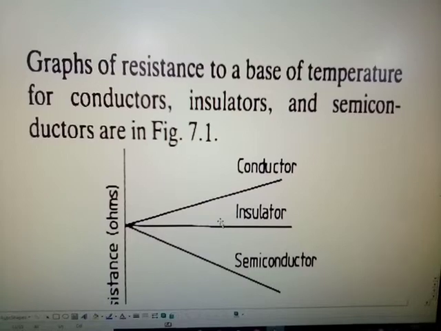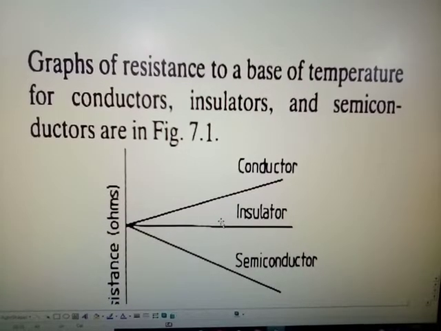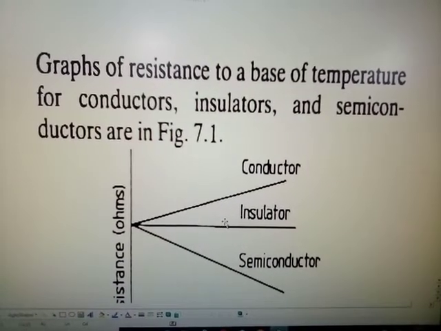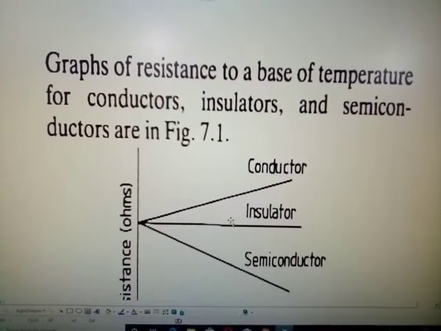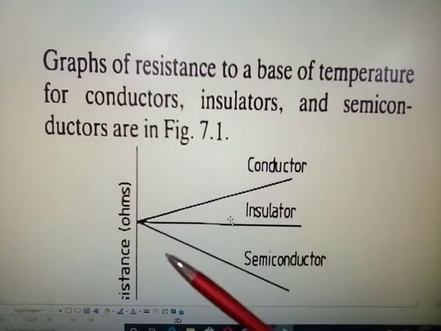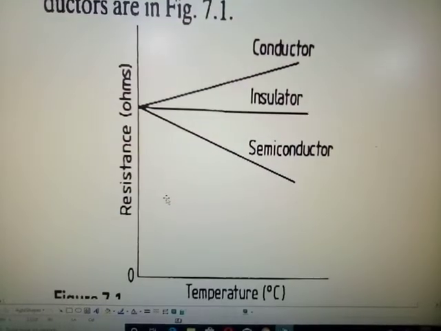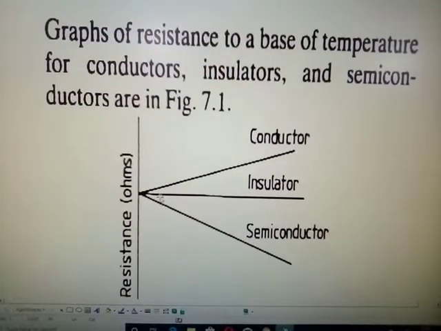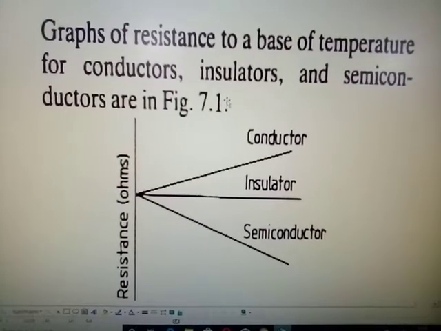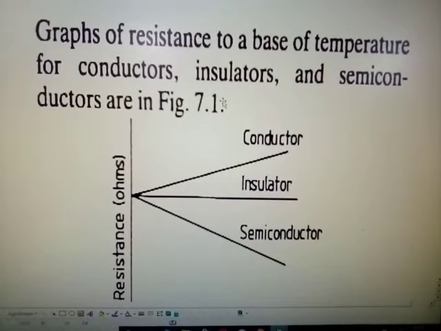Now all this graph does is show resistance against a base of temperature for conductors, insulators and semiconductors. And as you can see, here we have our conductor.